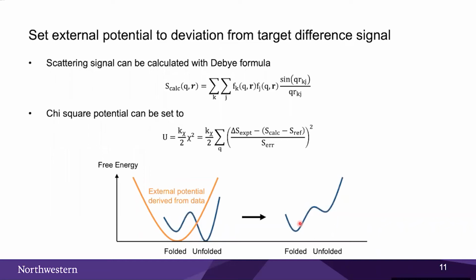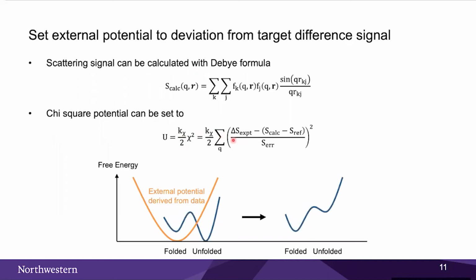Right? Can we do this in X-ray scattering? For sure, because the Debye formula is a function of coordinates. Even if you're trying to consider the hydration shell, it's still a function of coordinates. So we can exactly calculate the scattering pattern for every frame, and due to that, we can construct this chi-square potential. It simply is a spring constant times a chi-square, basically.